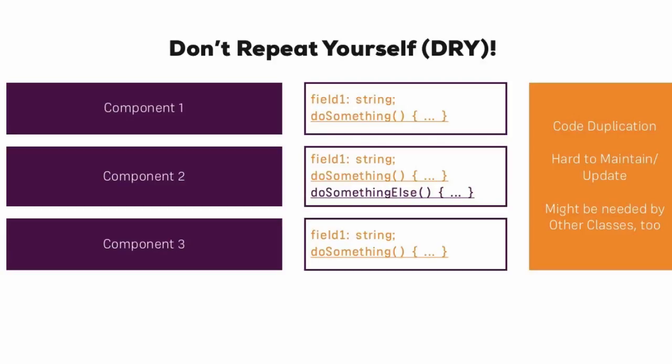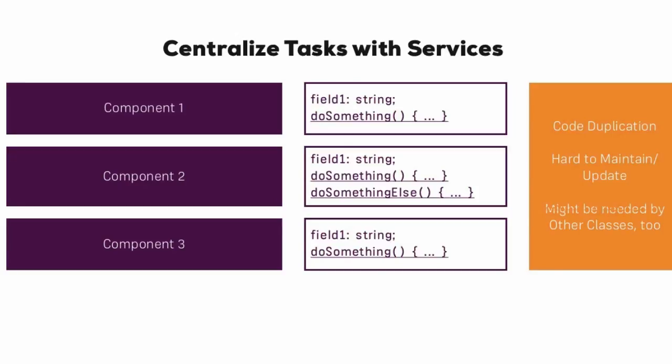It's hard to maintain or update because if we need to change this, we need to change it in 3 different places. And maybe we might need it in other classes, not only components too. So a lot of bad duplication going on here. Now, of course, one solution would be to make component 1 and 3 the same, but who knows, maybe they differ in their template or we can't do that. And anyways, a good solution is to centralize such tasks with services.